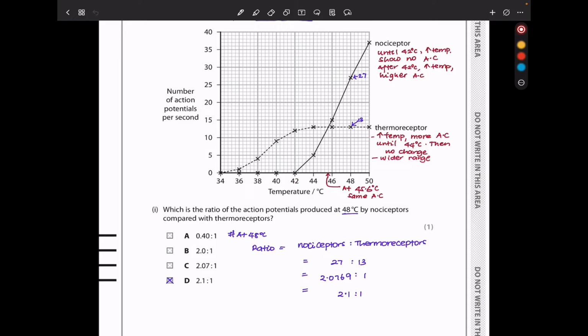They begin to show activity or action potentials after 42 degrees, but their numbers of action potentials at higher temperatures are more in comparison to the thermoreceptors. At this temperature, they have the same number of action potentials. So basically, you could say these show action potentials earlier, these have nothing until 42, but they increase and go beyond. At higher temperatures, you have more. These are kind of leveling off as those are still increasing.